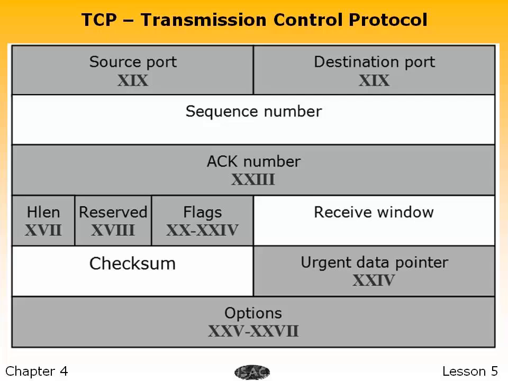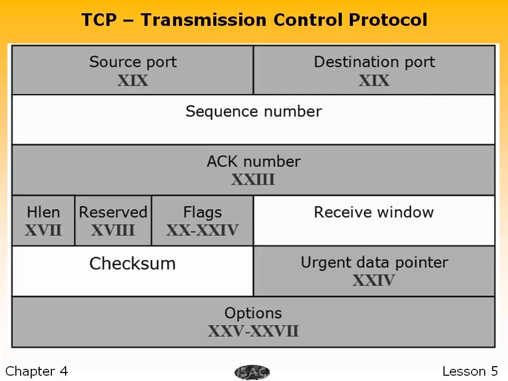SYN-ACK is the second step. In response, the server replies with a SYN-ACK. The acknowledgement number is set to one more than the received sequence number, A+1, and the sequence number that the server chooses for the packet is another random number, B.